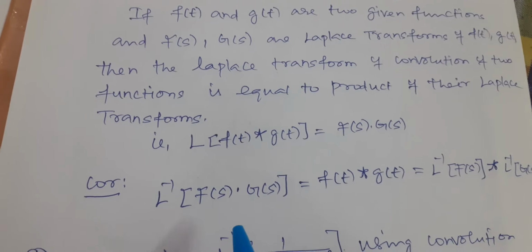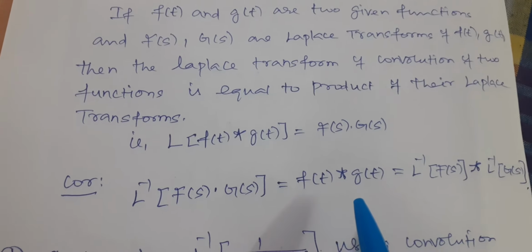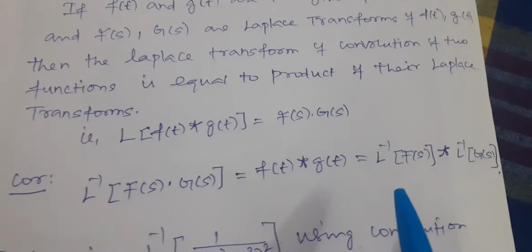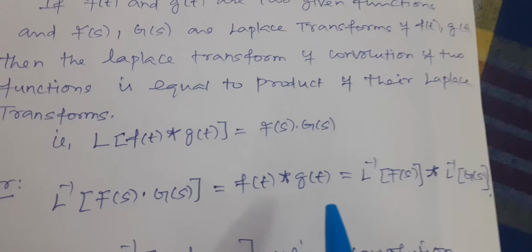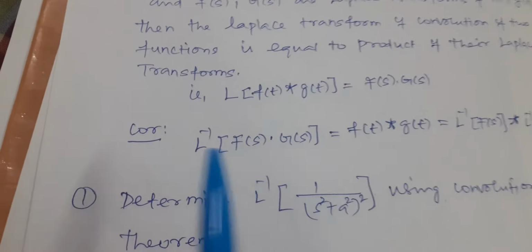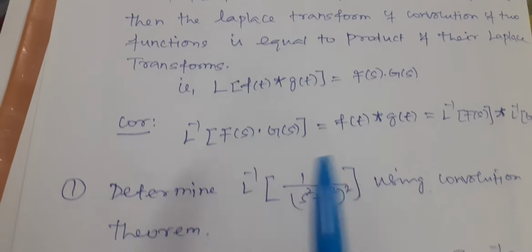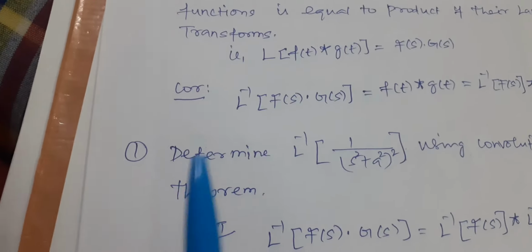Here the corollary is that we are defining the inverse Laplace transform for this convolution theorem. L inverse of f of s into g of s is equal to f of t star g of t. We know that f of t is L inverse of f of s, g of t is L inverse of g of s. Using this convolution theorem, we are going to find inverse Laplace transforms.